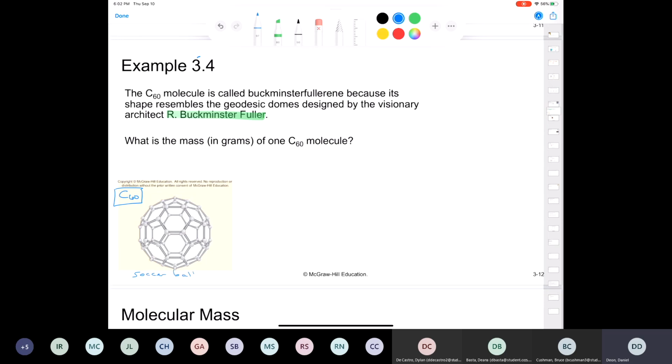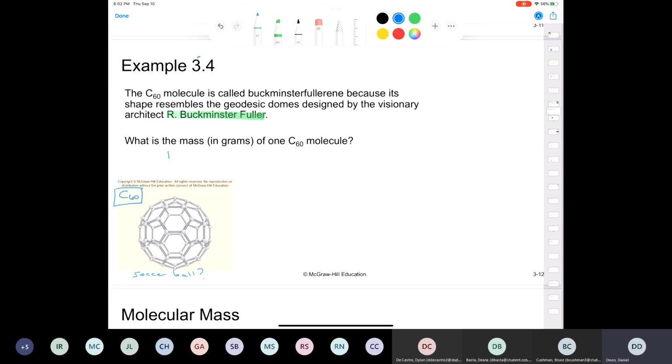Maybe if anybody's a soccer player out there, you could count all the points on a soccer ball and make sure that they add up to 60 points. Anyhow, how much does one of these things weigh? Obviously, it's going to be an exceedingly small mass, right? Because it's only 60 carbon atoms, so that's not a whole lot. Anyhow, let's see if we can figure this out.